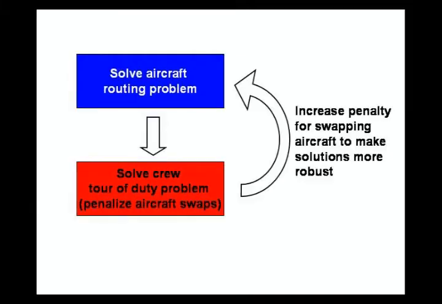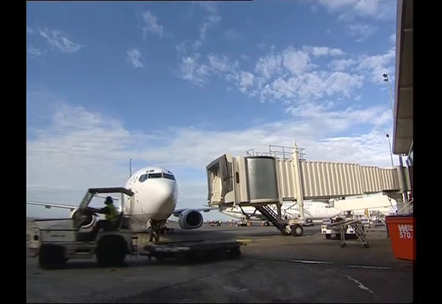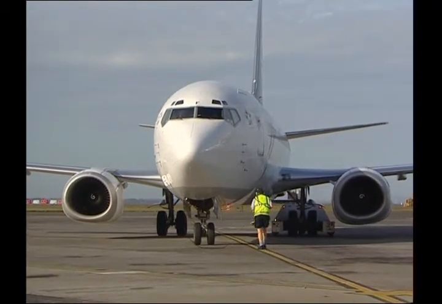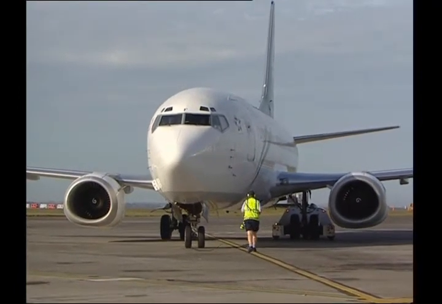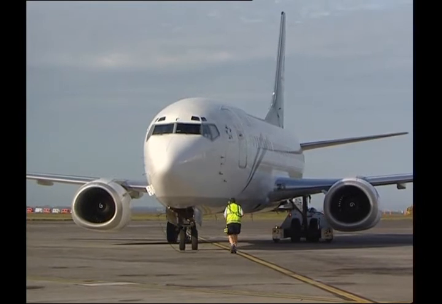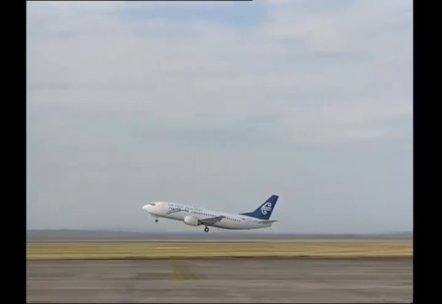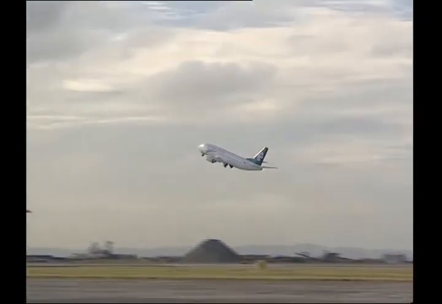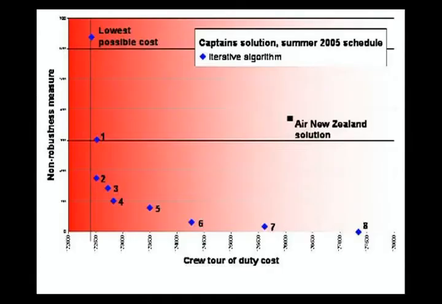We integrated the aircraft routing and the crew tours of duty problems by going back and forth between the 2 problems iteratively, and in each iteration we increase the penalty for crew changing aircraft, and that makes the solutions more and more robust. In this way, we got a whole series of solutions, and we stopped when we couldn't make them more robust. By integrating aircraft and crew, we were able to find much cheaper and much more robust scheduling solutions. The lower the dot, the more robust the solution is, and the closer to the left, the less it costs.